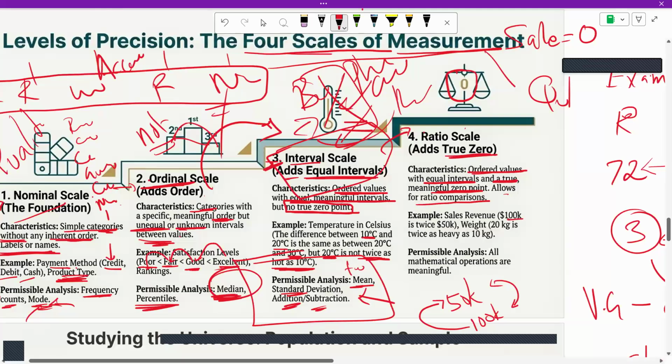Example, sales revenue 100,000 is twice 50,000 rupees or dollars. A weight of 20 kilograms is twice as heavy as 10 kilograms. What analysis can we do? We can do all available analysis in statistics. All mathematical operations are meaningful for this kind of data.